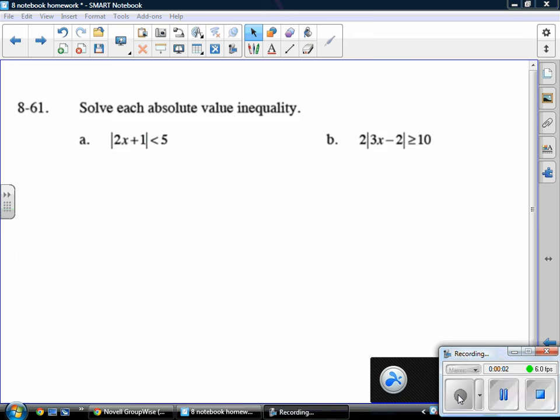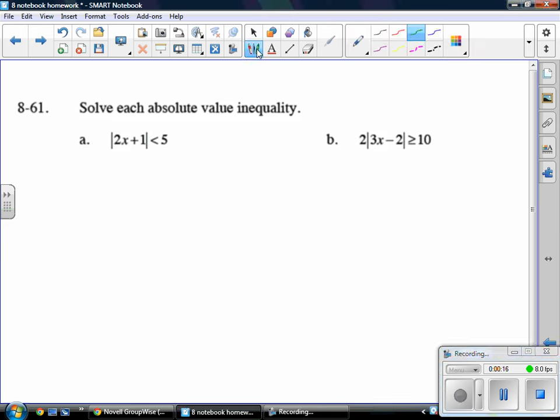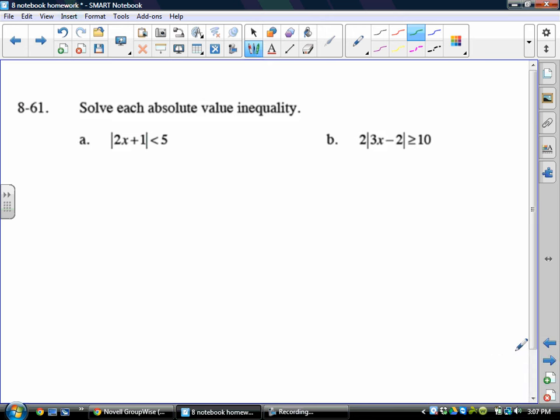This is problem 8-61 from section 8.1.3. Solve each absolute value inequality. In part A, well, both of these actually, we learned to treat these as if they were equations, and then we're going to find the boundary points, and then we're going to test at the end to figure out where we shade and how our symbols go.